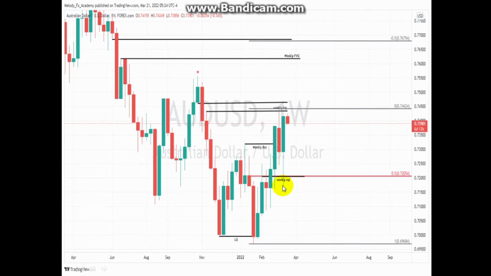Price has already traded off from a discount sector and we are currently rushing up, expanding higher. It might not happen this week, it might extend to next week, but I'm looking at this level here and I'm looking at this fair value gap to be completely filled. So I'm sticking with the bullish bias for this week.